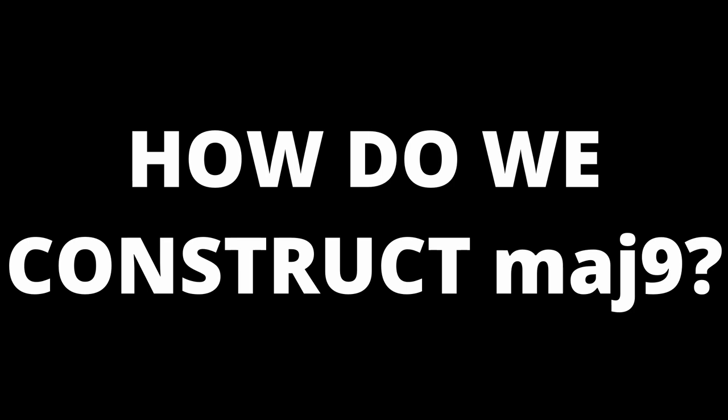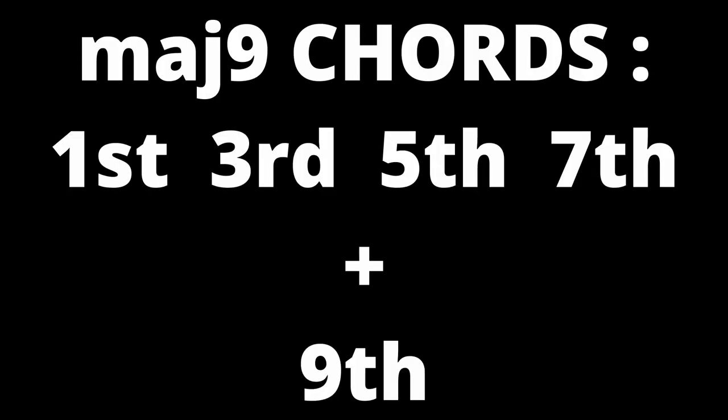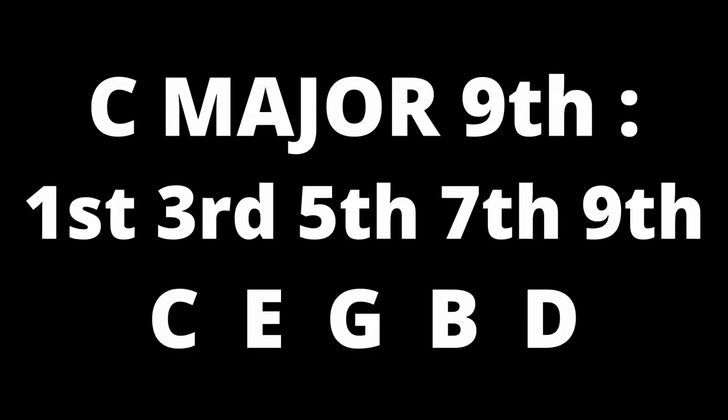How do we construct major ninth chords? A major ninth chord uses the major seventh chord notes and adds a ninth note from the major scale. As we discussed earlier, the ninth note is D. Therefore, to create a C major ninth chord, we take the C major seventh chord notes and add the ninth note, which gives us C, E, G, B, and D.